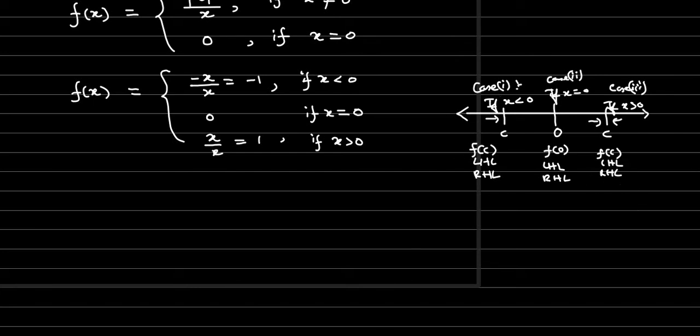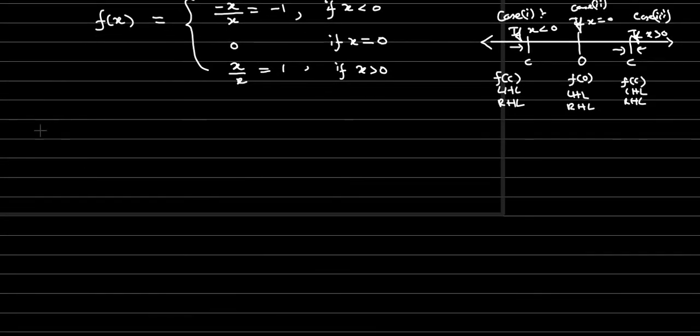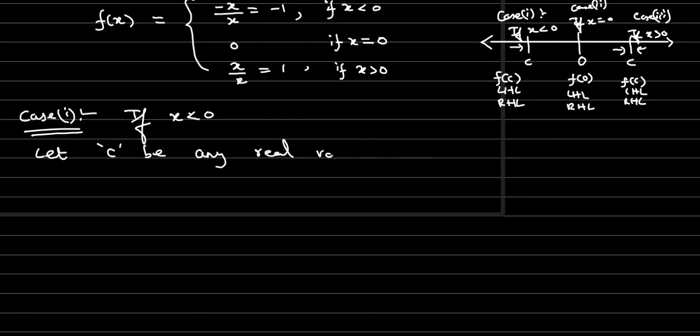Now let's start with case 1. Case 1 condition is what? If x is less than 0. Less than 0 means we have infinite real values. Let c be any real value. We need to write the condition. Any real value means it will take minus infinity to positive infinity. At the same time, c should be less than 0. C can be any real value, but the condition applies: c should be less than 0.